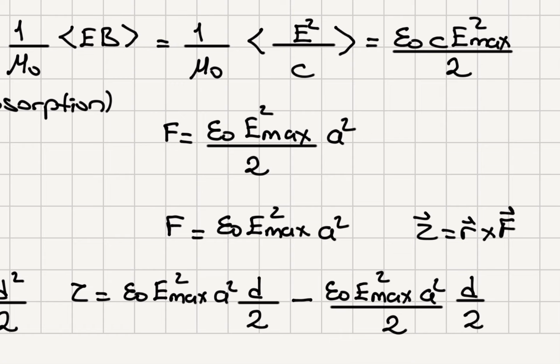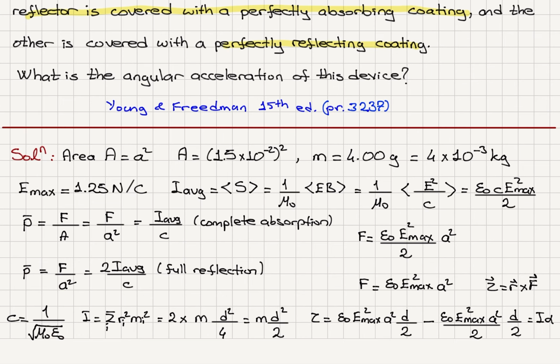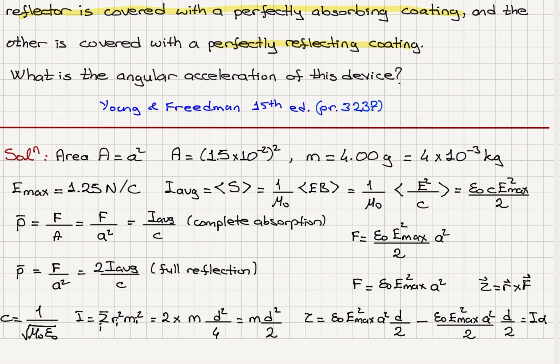Okay, so this must be equal to moment of inertia times the angular acceleration, I alpha, according to Newton's second law, rotational form. So if I write the net torque here, torque is epsilon 0 E max squared A squared D over 4.